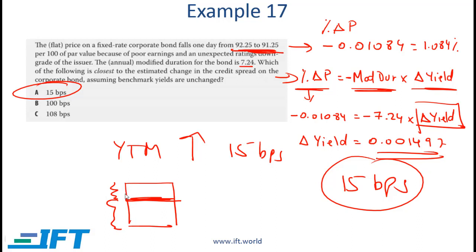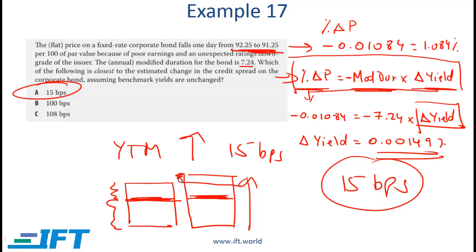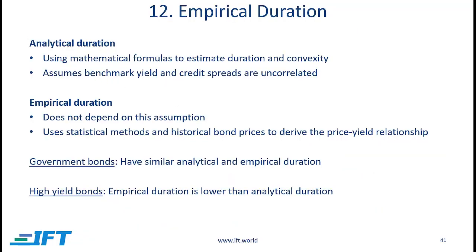Because of the downgrade, the only thing that is changing is the spread. So the market interest rates or the government bond rates are staying the same. This increase in spread is causing the YTM to go up, and that increase in spread is due to the downgrade. And notice that we used a standard duration formula to compute this increase in spread. In this reading, we've been using mathematical formulas to estimate duration and convexity. This approach, where we use mathematical formulas, is called analytical duration.